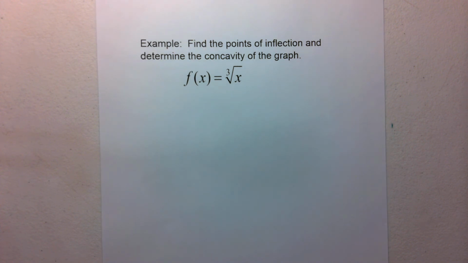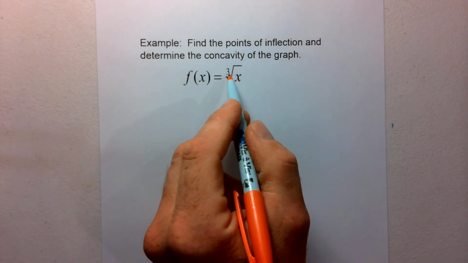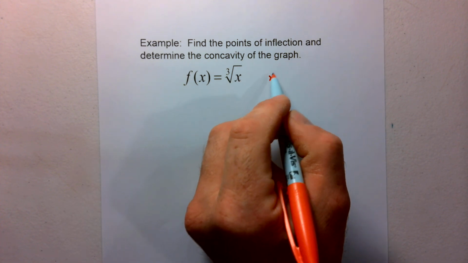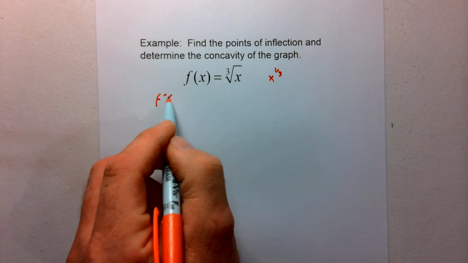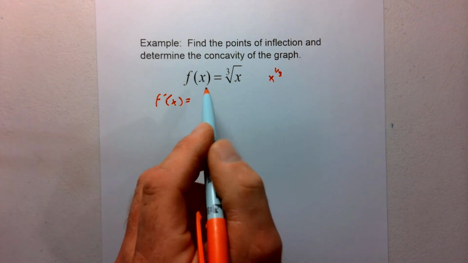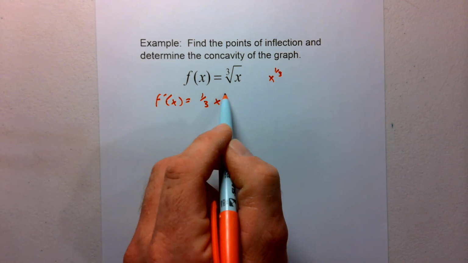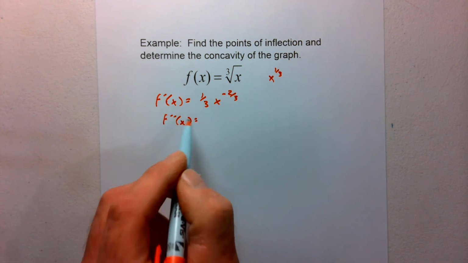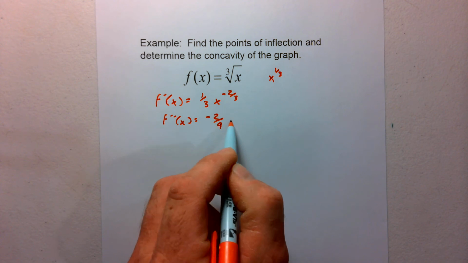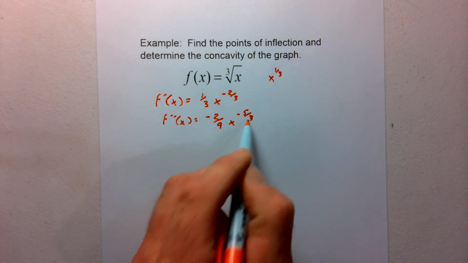All right, I have one last example, and then we'll get you going here. So we have f of x equals the cube root of x. I can write that as x to the 1/3 power. Go ahead and find my first derivative. In order to get to that second derivative, we have 1/3 x to the negative 2/3. And our second derivative is going to be negative 2/9 x to the negative 5/3.